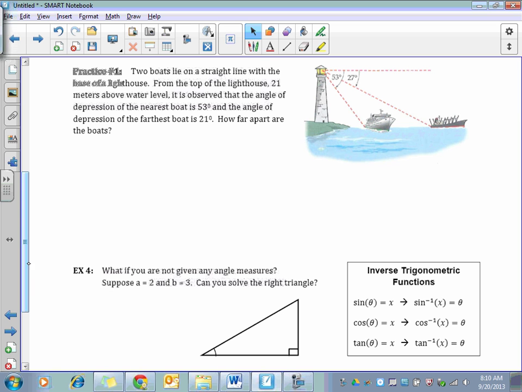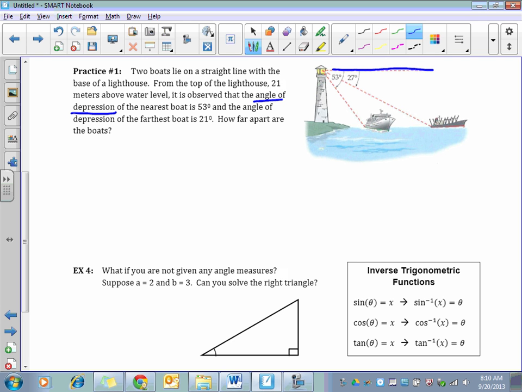We're going to try an application now. So I have two boats that lie on a straight line with the base of a lighthouse. From the top of the lighthouse, 21 meters above the water level, it is observed that the angle of depression, so an angle of depression is between the horizon and the line of sight, so it's from that horizon line. To the nearest one is 53 degrees, but to the farthest is 21 degrees. So we want to figure out how far apart these boats are. And actually, in the picture, it's 27 degrees, so let's go ahead and fix it to 27 degrees.